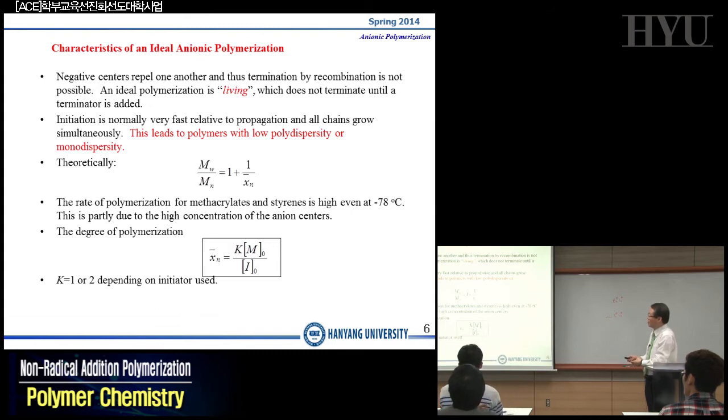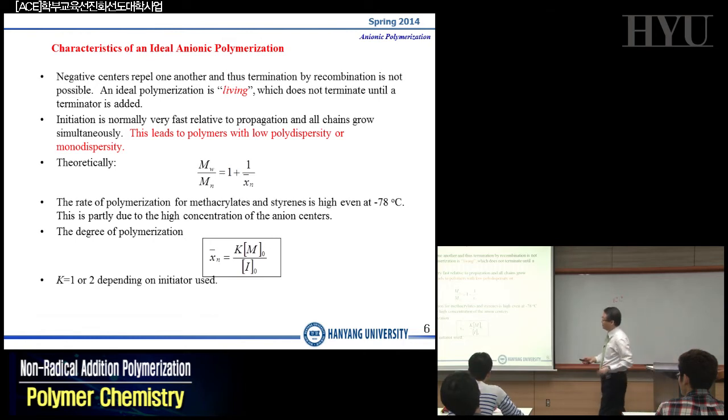The rate of polymerization for polymethyl methacrylate or polystyrene is very high, even at a low temperature of minus 78 degrees C. If you decrease the temperature, usually the polymerization rate is quite low, or vice versa. If you increase the temperature, the reaction rate is very high in the case of radical polymerization. But in this case, the anionic polymerization rate is very high even at minus 78 degrees C, and this is partly due to the high concentration of the anionic centers.